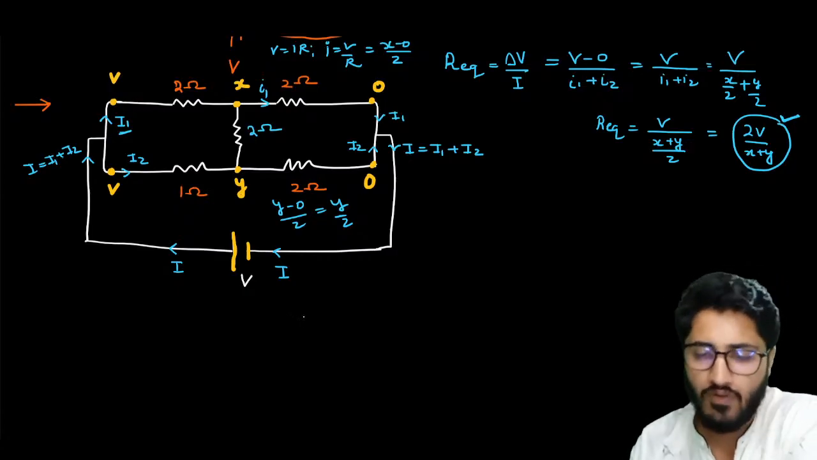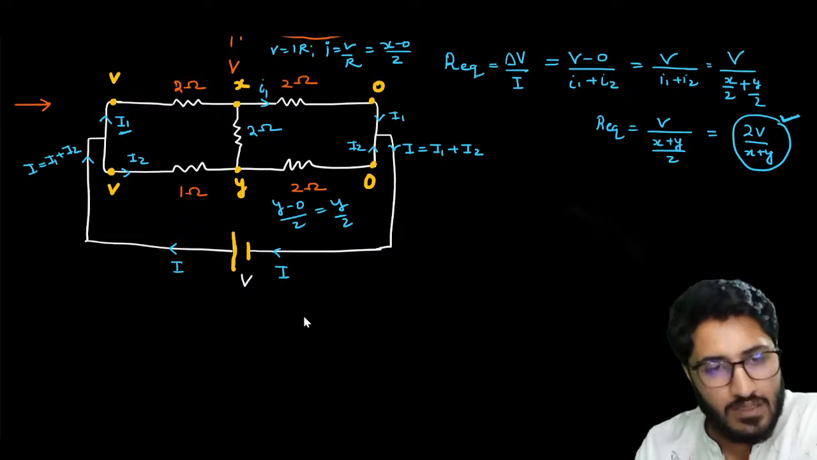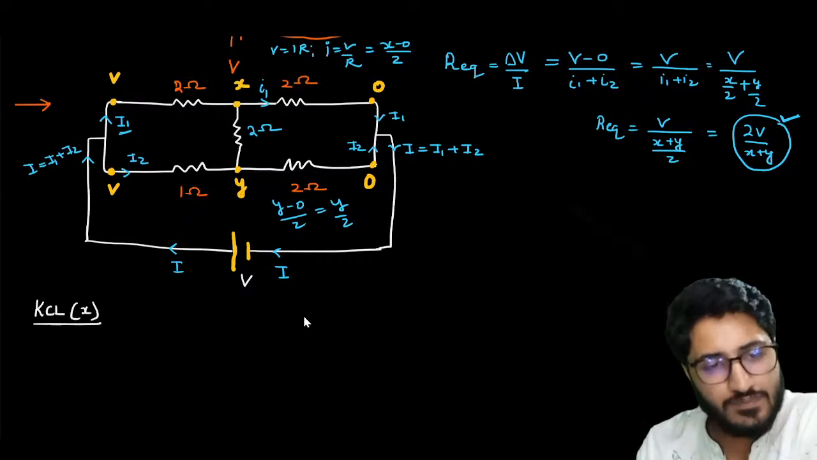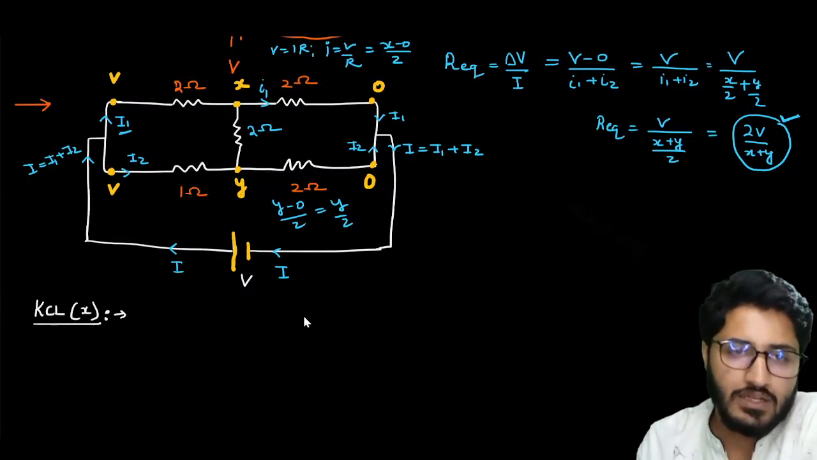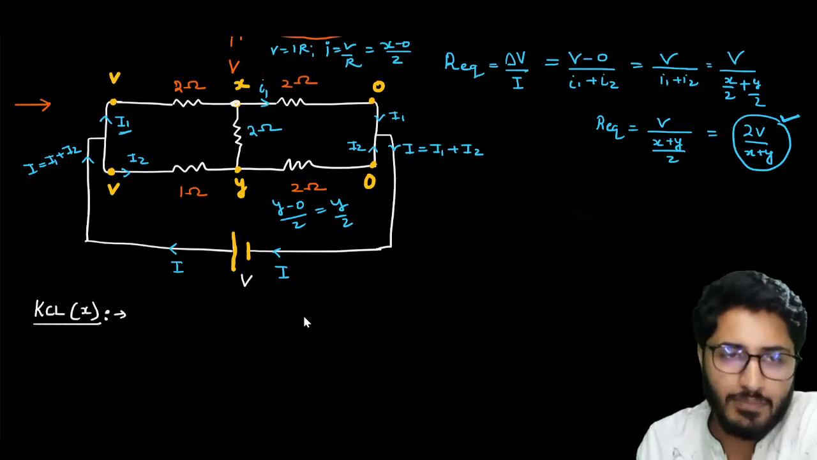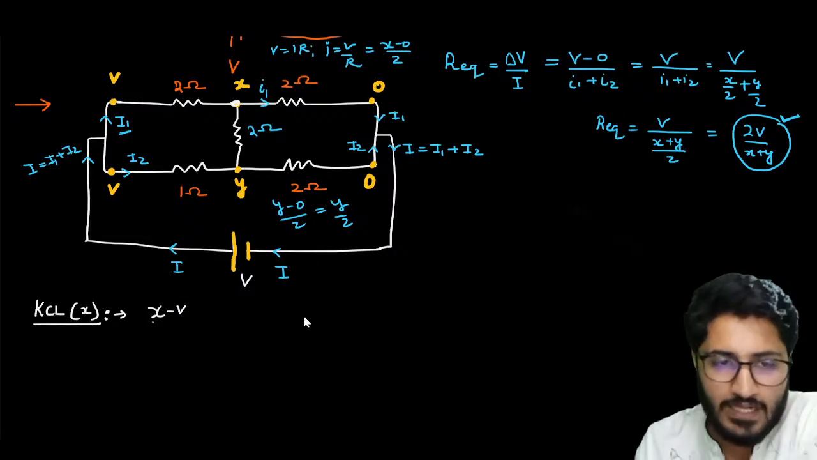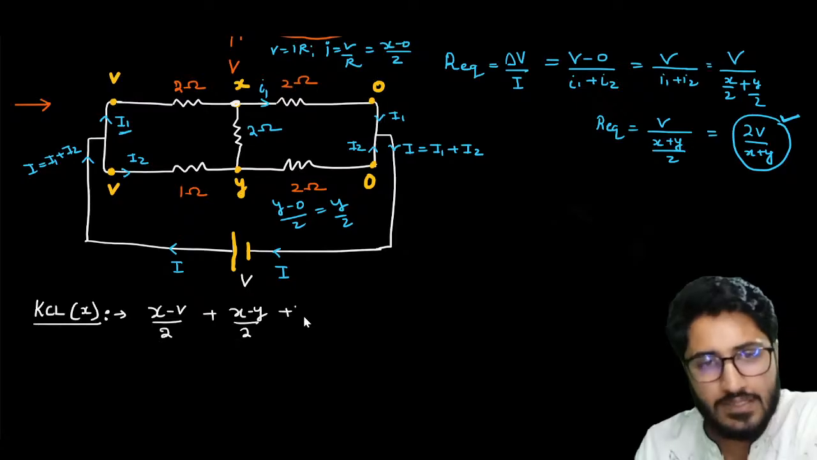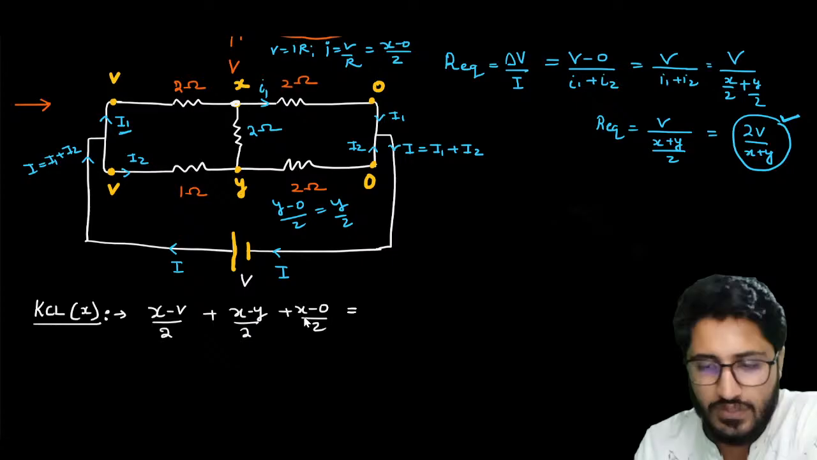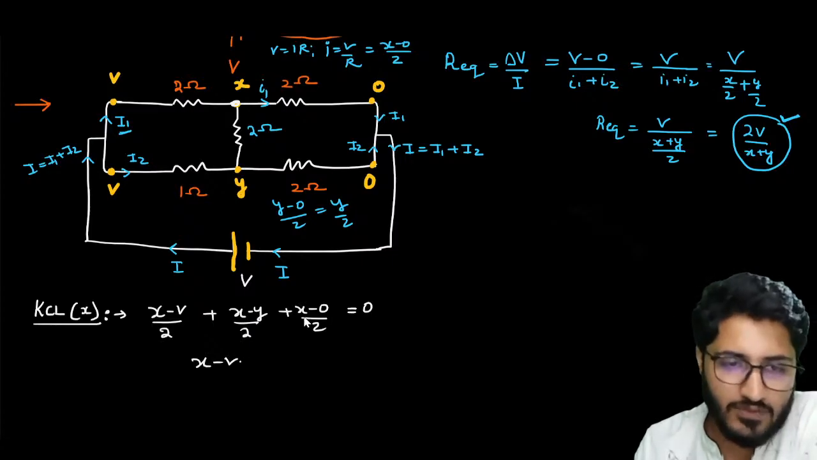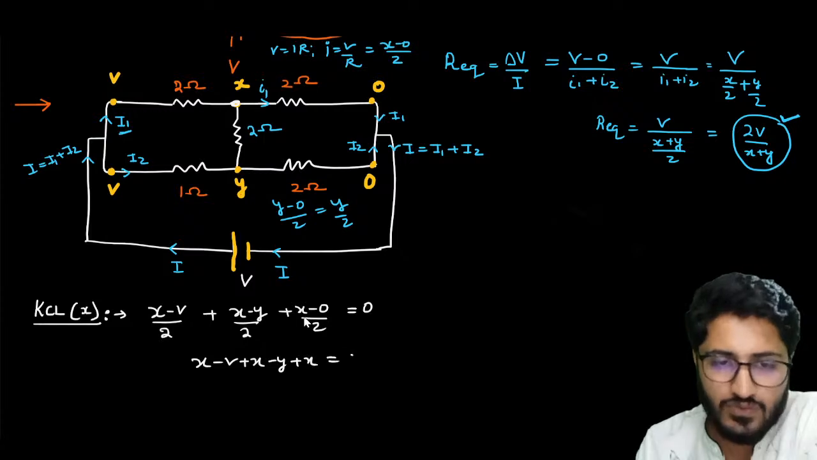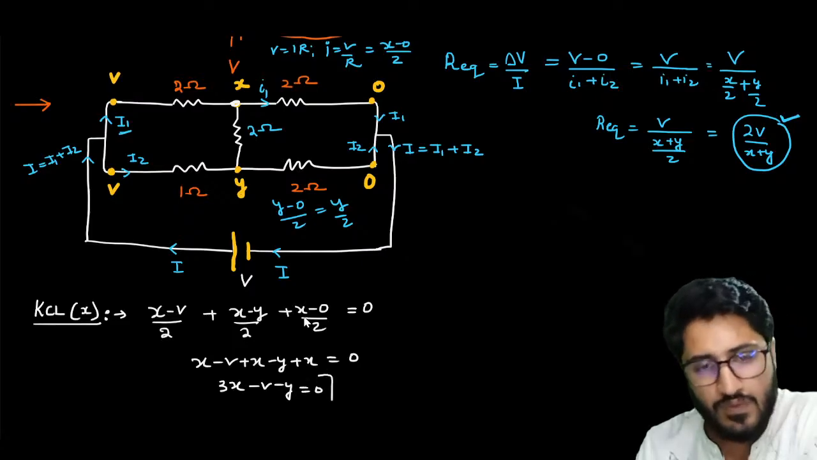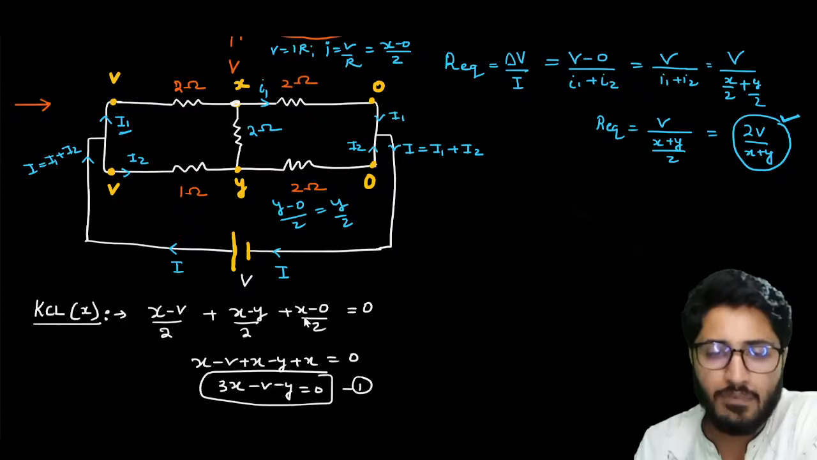Now, if it is X and Y, what I can do now is place KCL. Write KCL for X. So here I can write X minus V divided by 2 plus X minus Y divided by 2 plus X minus 0 divided by 2 equals 0. So it is X minus V plus X minus Y plus X equals 0. So 3X minus V minus Y equals 0. I will label it as equation number first.